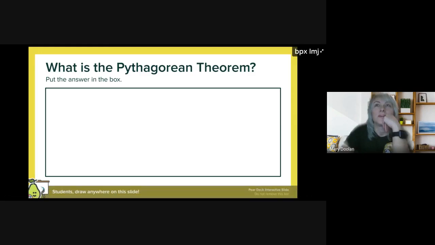You can use a combination of typing and drawing, or you can just draw it. You can search it up on Google. That's a great idea. Use the resources that are here for you. Nice. What is the Pythagorean theorem?